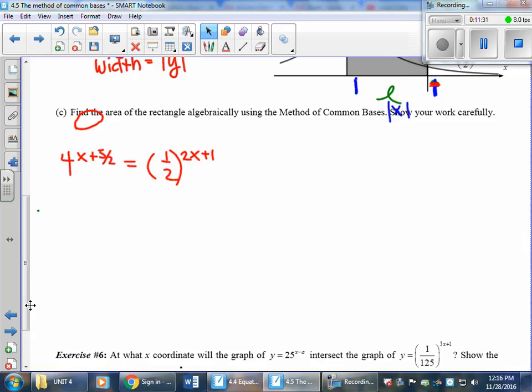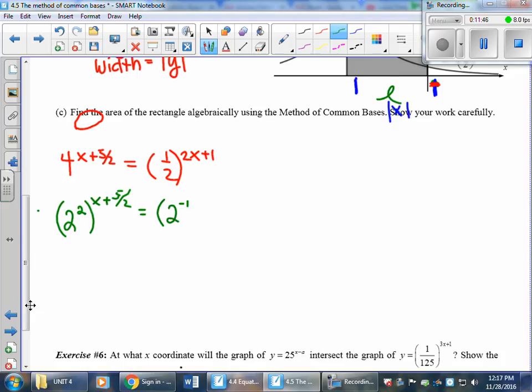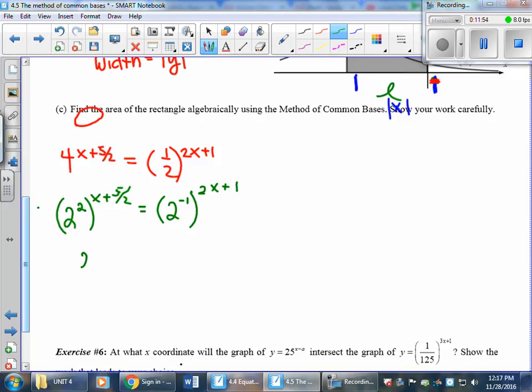So let's get those common bases. Hopefully, one step at a time, the 4 is 2 squared, raised to the x plus 5 over 2. And 1/2 is going to be 2 to the negative 1, raised to the 2x plus 1. As soon as we get those common bases, we know that 2x plus 5 over 2 is equal to negative 1 times 2x plus 1. You're going to see this is not difficult to do. Make sure you can use your calculator if you need to.